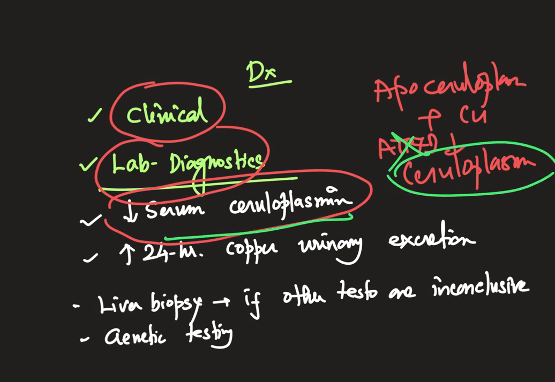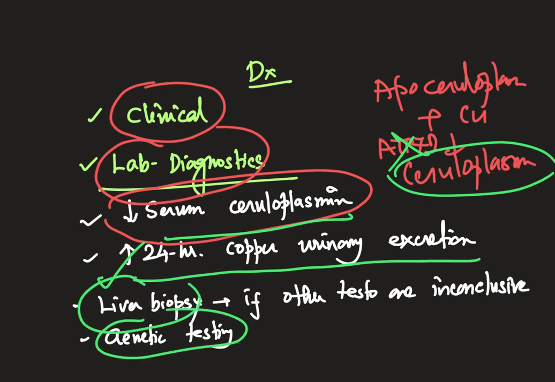so the ceruloplasmin level would be low in this condition. And as there is free excess copper in the blood, that could result in increased 24-hour urinary copper excretion. If you get these two findings, decreased serum ceruloplasmin plus increased 24-hour urinary copper excretion, in the clinical backdrop of these presenting features, you should always think of Wilson disease. In some inconclusive cases, liver biopsy or genetic testing for ATP7B mutation can be done. But mostly clinical features and the lab diagnostics, serum ceruloplasmin and 24-hour urinary copper excretion, are diagnostic.